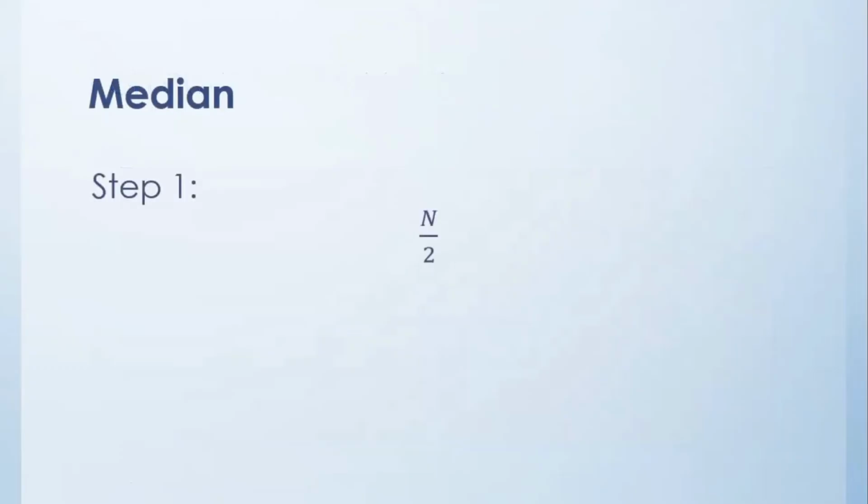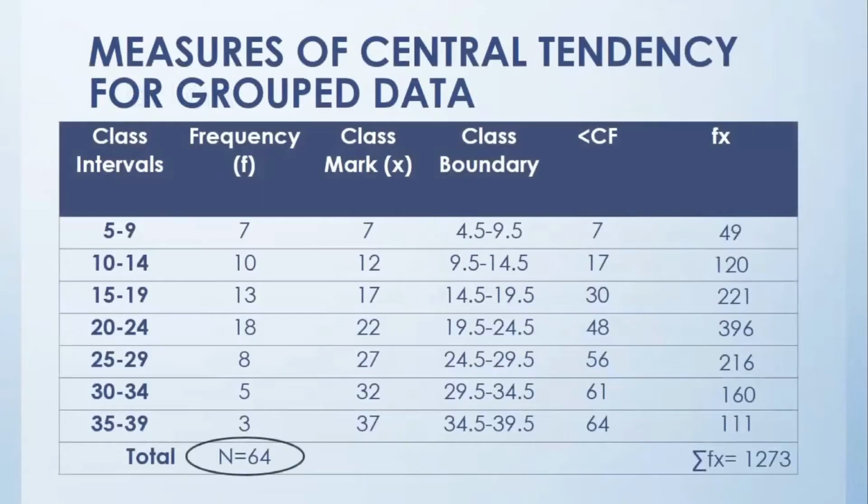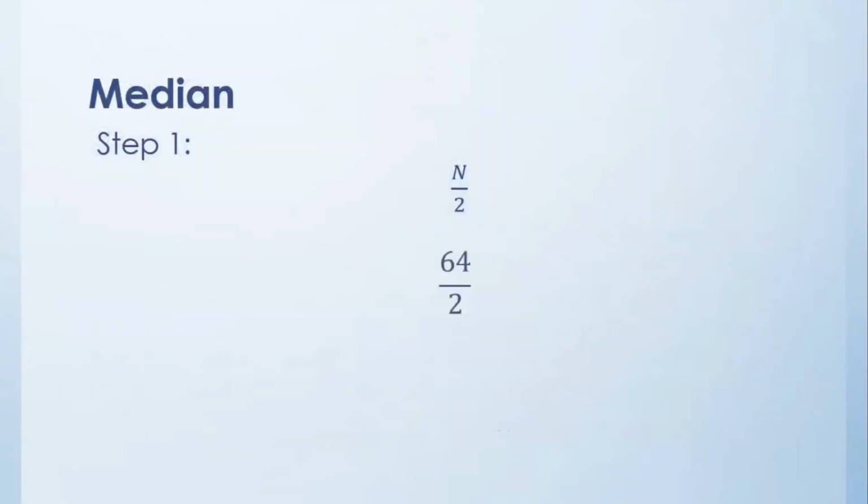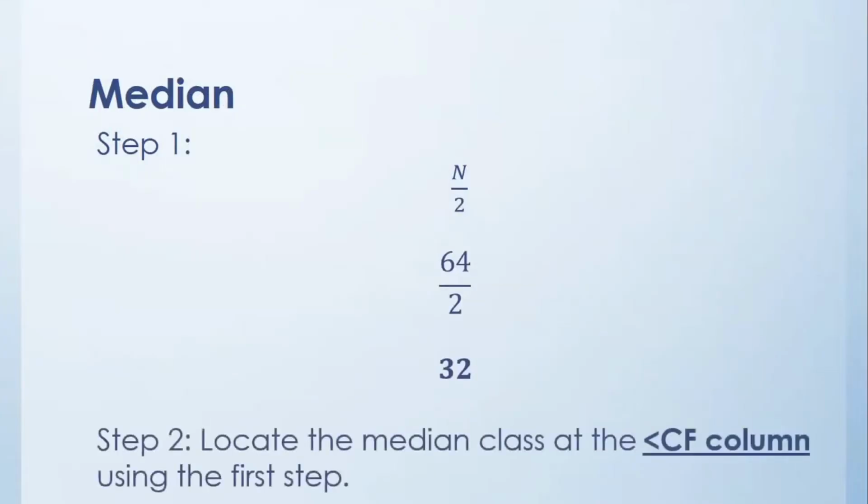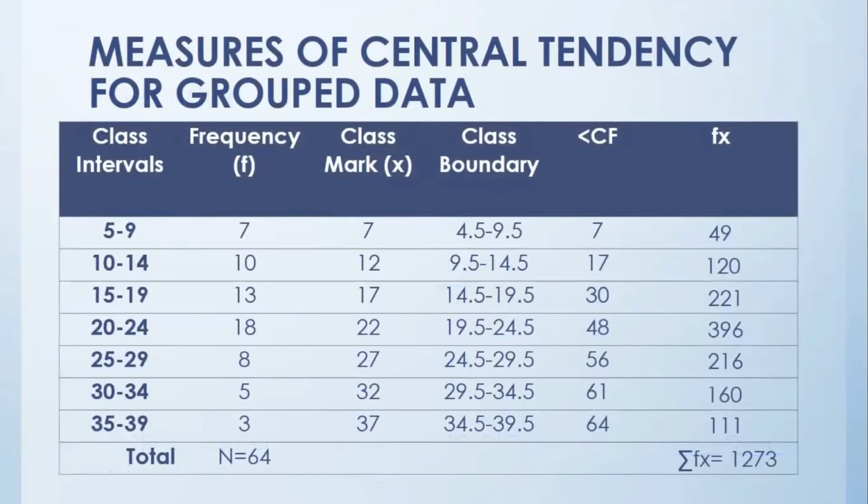Okay. First step is to compute for n over 2. So, the value of n is 64. So, 64 divided by 2 is 32. Second step, we will locate the median class at the less than CF column using the first step. So, sa first step natin, ang nakuha natin ay 32. So, we will use this or locate this dito sa less than CF column for us to know the median class. Okay? Ito yung less than CF column natin.